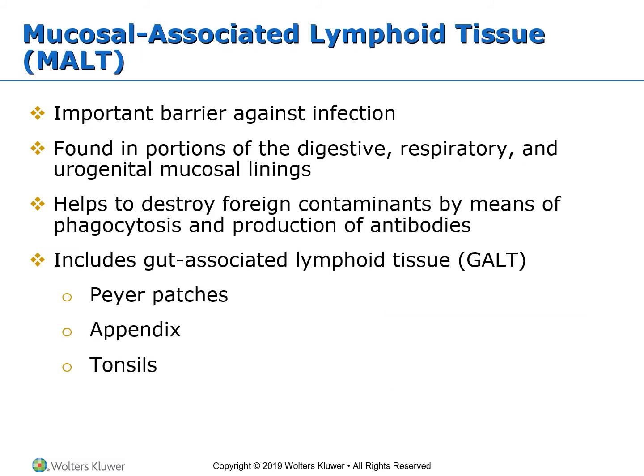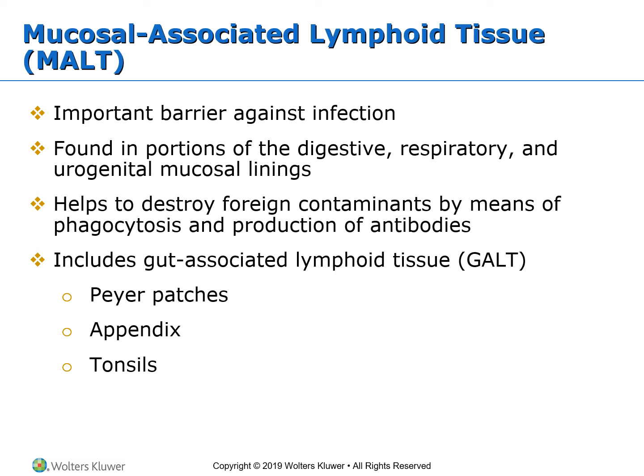MALT, or mucosal-associated lymphoid tissue. In some parts of our digestive, respiratory, and urogenital tracts, we'll have areas where lymphoid tissue will be present in kind of islands and will help destroy foreign contaminants. And it makes sense when you're listening to what systems I'm talking about: digestive, respiratory, and urogenital tracts. All those systems are connected to the outside world. So from the outside environment, we can ingest or inhale or absorb pathogens.